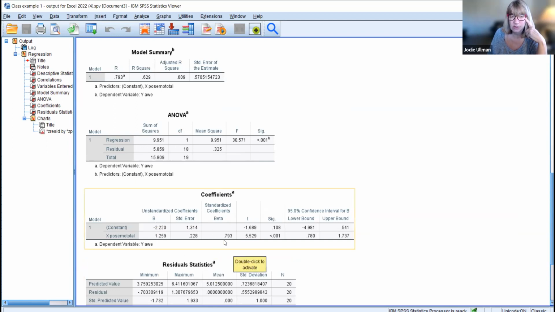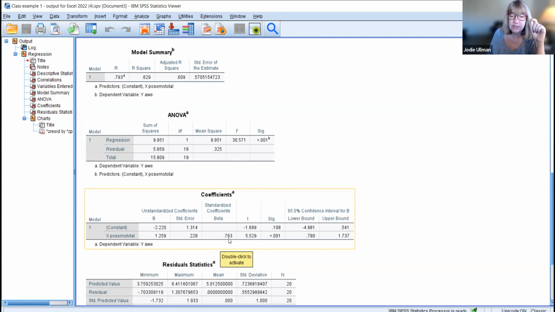Standardized coefficient is, say we wanted to compare, well, we'll talk about this later, but let me just give you an overview a little bit here. If we have more than one predictor in the model, we will say, well, what's the most important? This is like a standardized score.